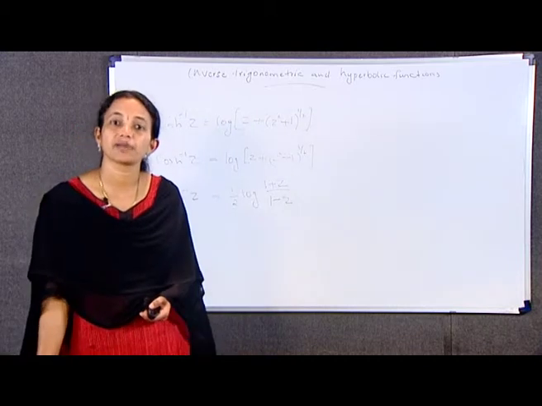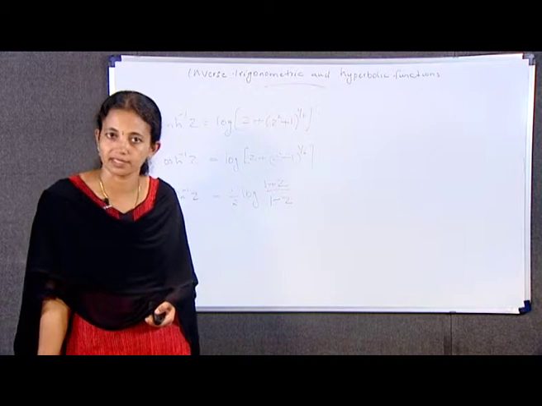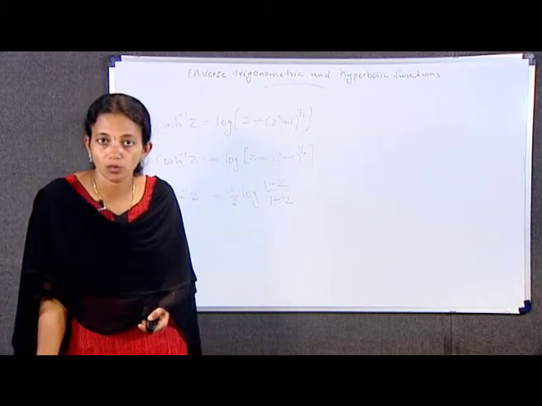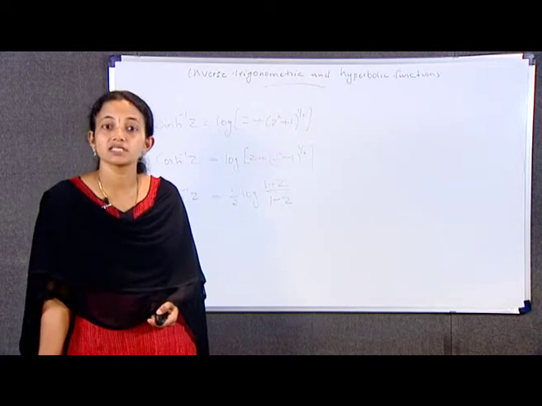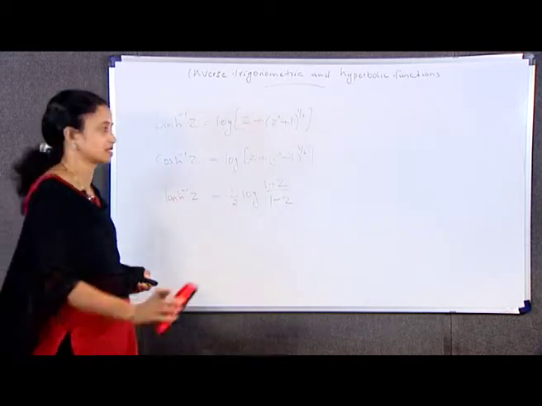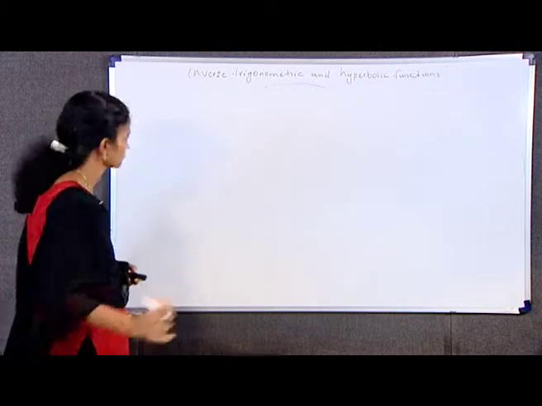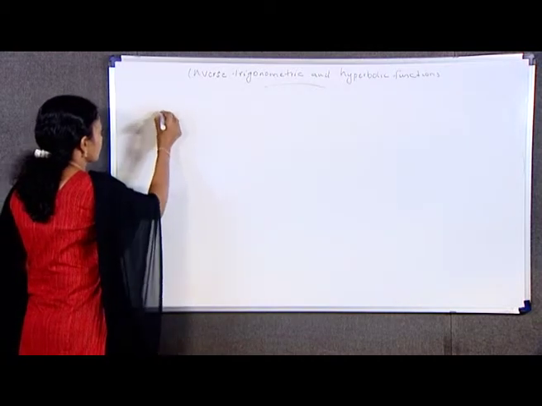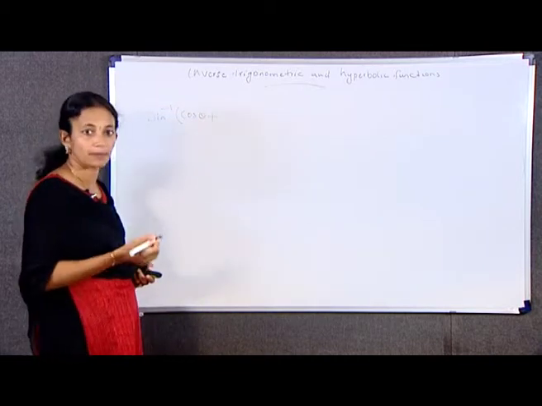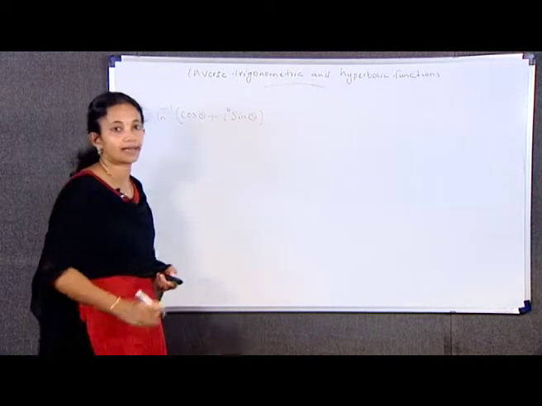So, next we have separation into real and imaginary parts. For that, first we have an example: separate into real and imaginary parts the quantity sin inverse of cos theta plus i sin theta, where theta is real. Here we have to separate the real and imaginary part.